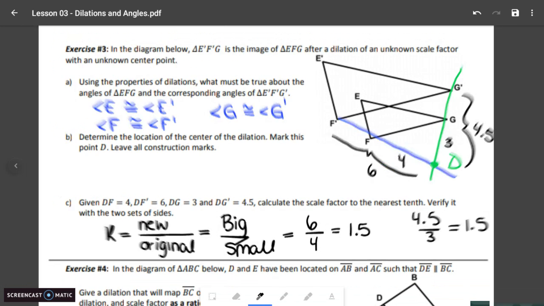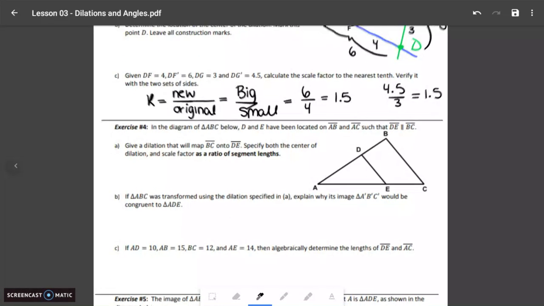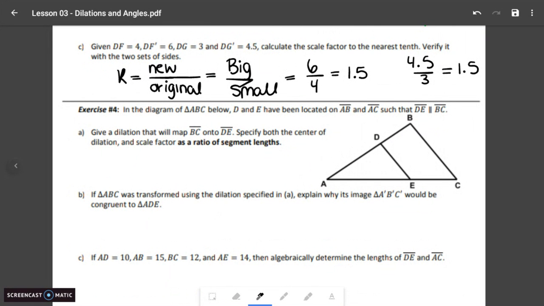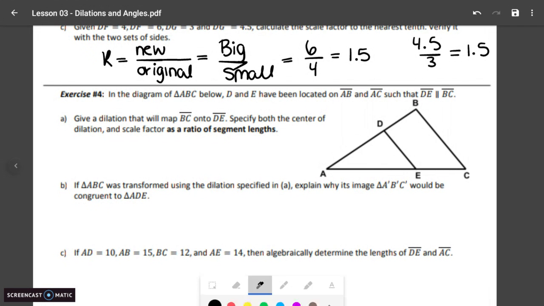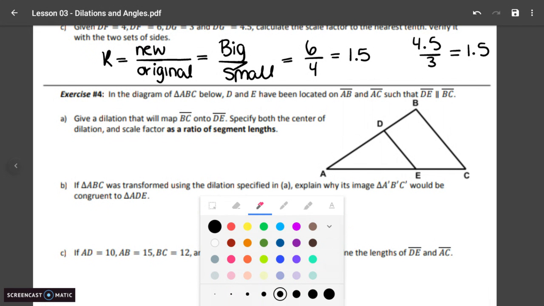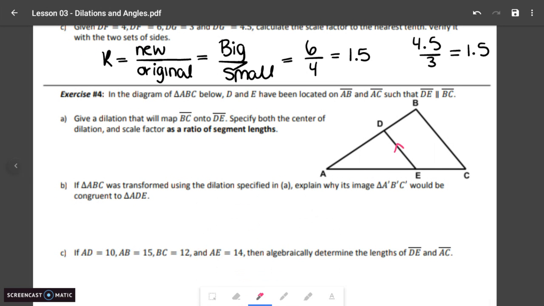Okay. So that being said, really, a scale factor always shows us what we could multiply by to get the new picture. We can also do that by setting up proportions because you're taking the big over the small. So let's see that in exercise 4. So when I'm looking here, I have ABC. We have D and E located so that DE is parallel to BC. We want to give a dilation that will map BC onto DE.